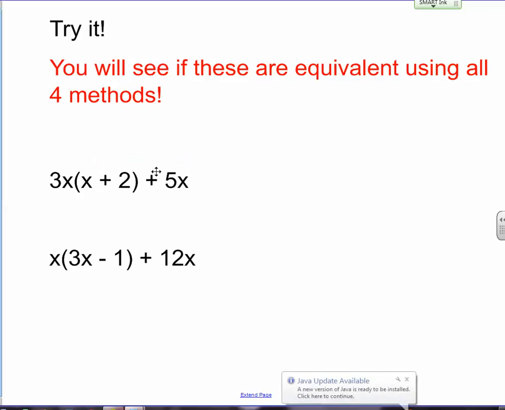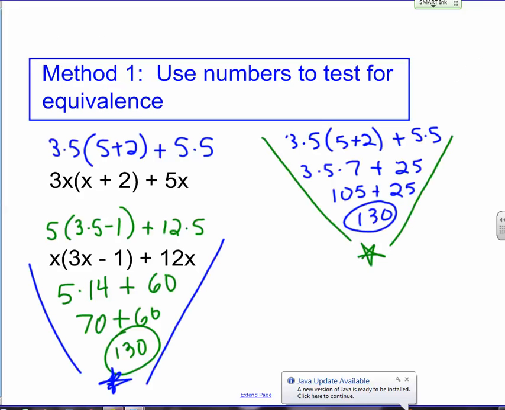Then you tried it in class, and your first method was to use numbers to test for equivalence. You guys chose n equals 5 again, and Alyssa chose n is 2. What she found is that when n was 2, she got 34 for each one of these expressions, and when n was 5, we got 130 for each of the expressions. So we simply took out x and put in 5, and then used order of operations to simplify, and the same with the other expression. So we do know they're equivalent.